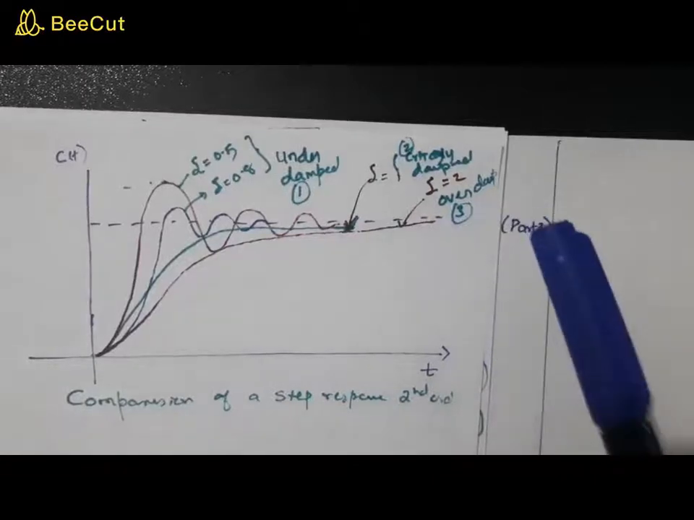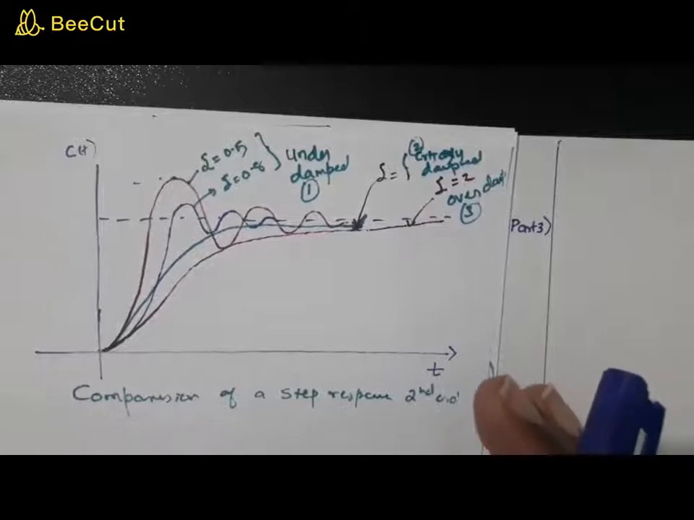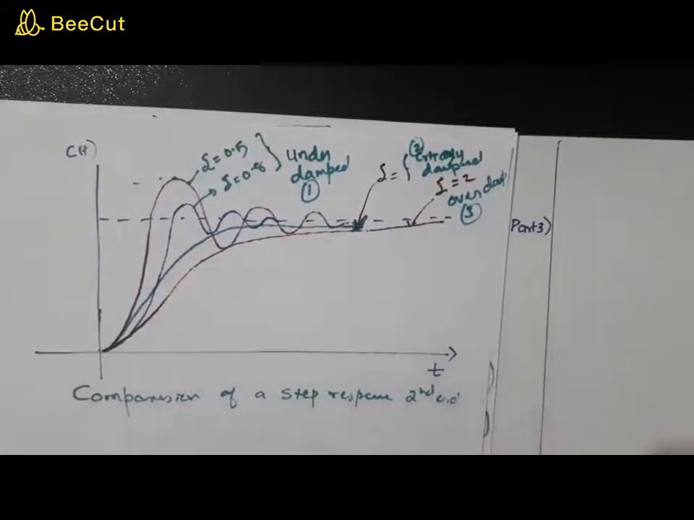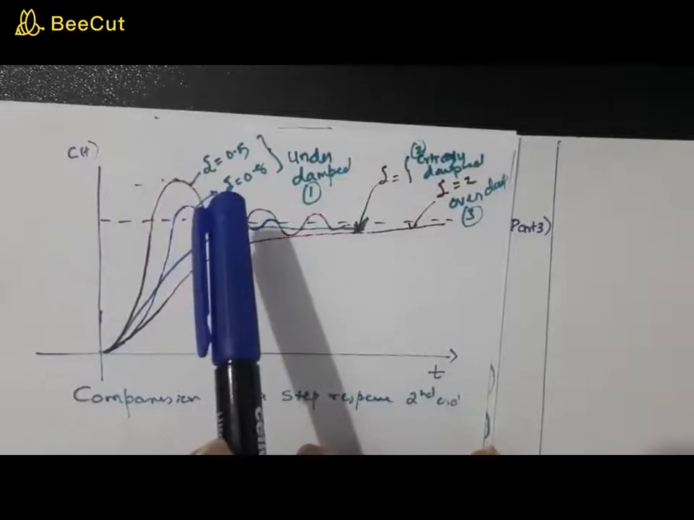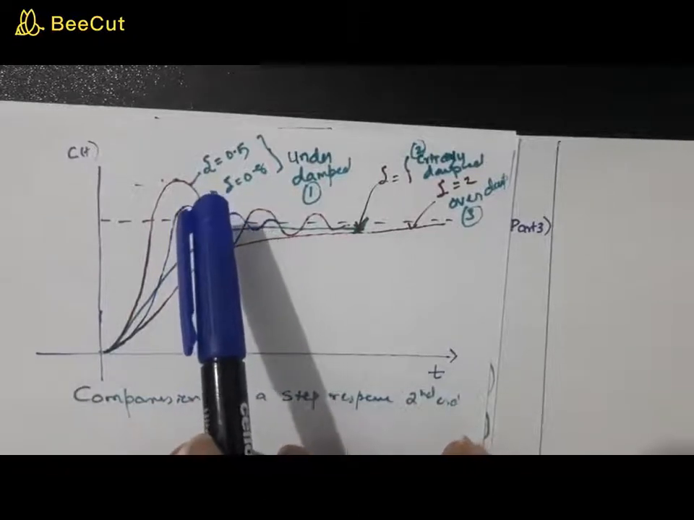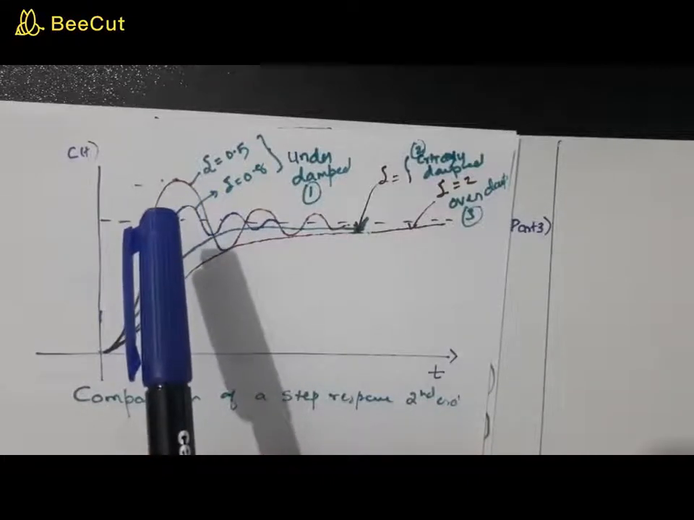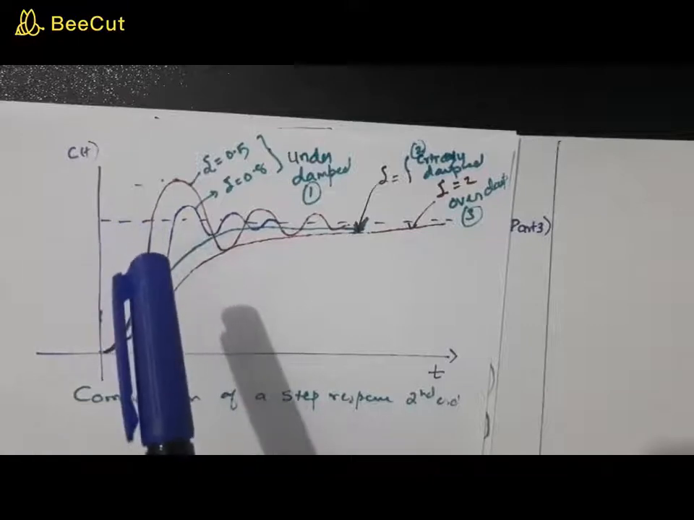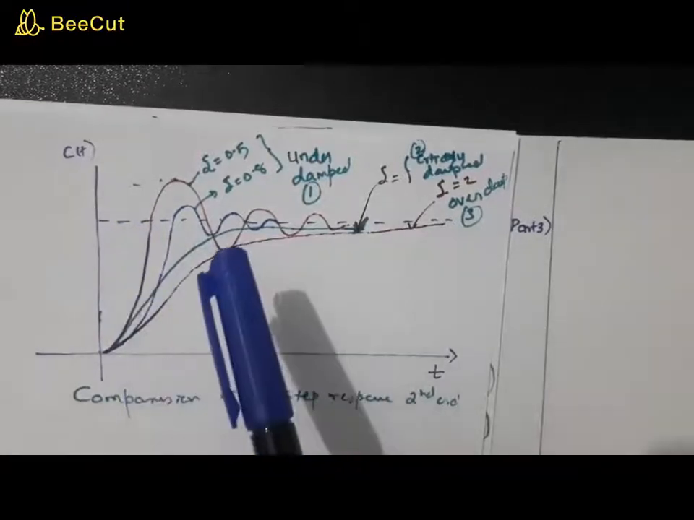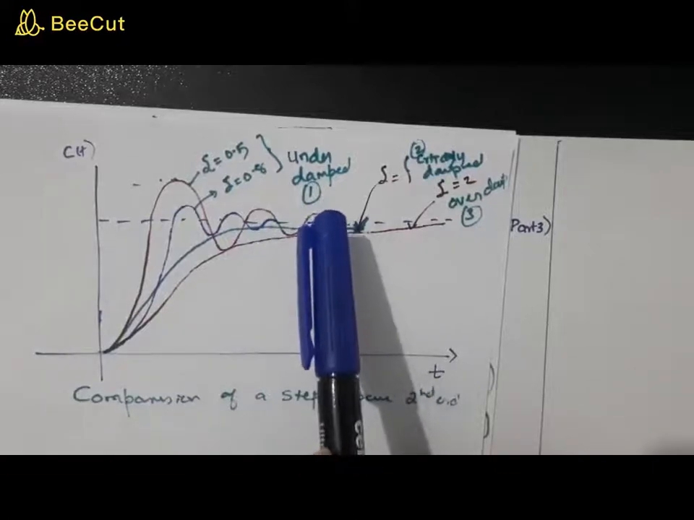Okay, so this is the comparison of the step response of a second order system based on different values of zeta. And mind you, zeta is the damping ratio, and it is the zeta which actually determines how much damping is required so as to nullify any oscillations in the output.